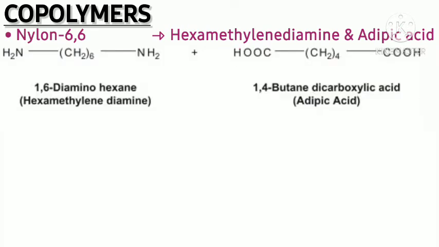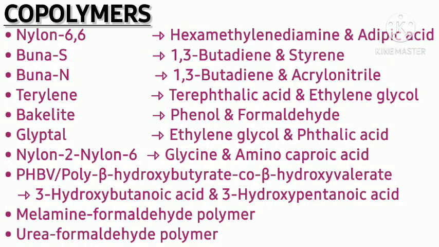Now let's see how we can easily remember this information. We should keep in mind that whenever we see the word nylon, the polymer will contain the two groups, NH2, that is amine group, and COOH, that is carboxylic acid group. Moreover, here we see that it is nylon 6,6 because both the monomers of nylon 6,6 have 6 carbon atoms in their structure. The next copolymer is Buna S, and its monomers are 1,3-butadiene and styrene.